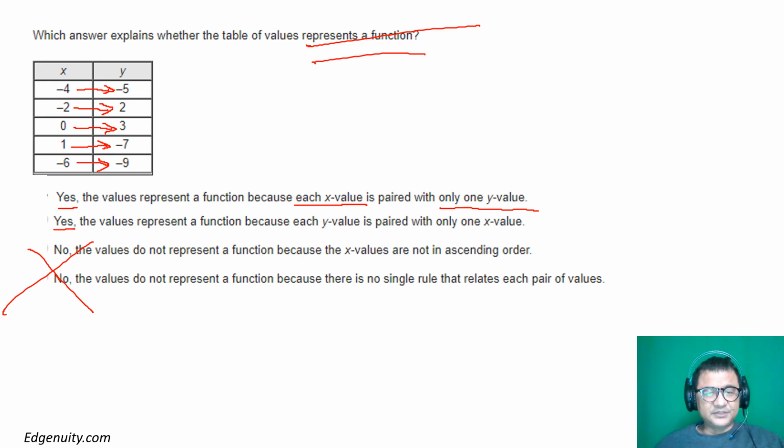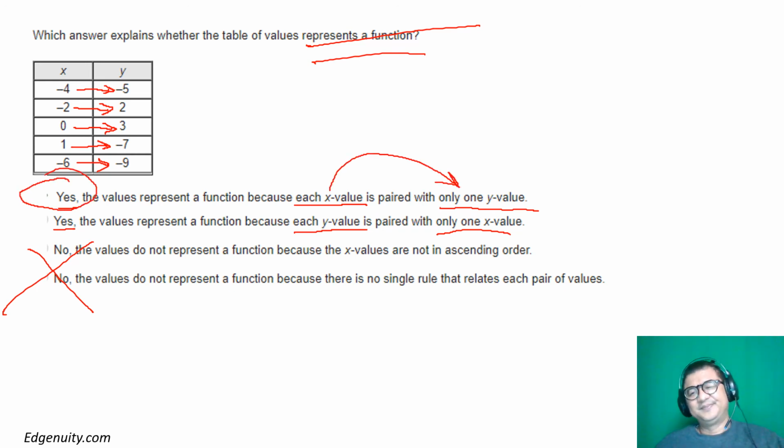But here it's the opposite. Each y value is represented by only one x value. No, it's one x. For each x, there's only one y. So this is our correct answer.